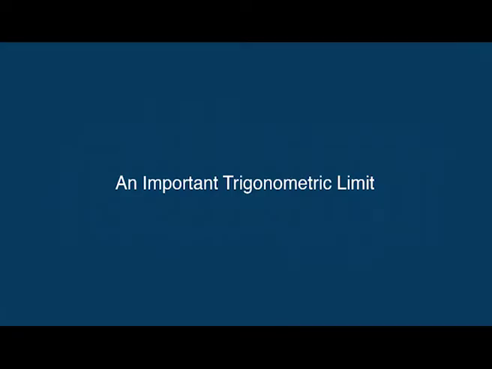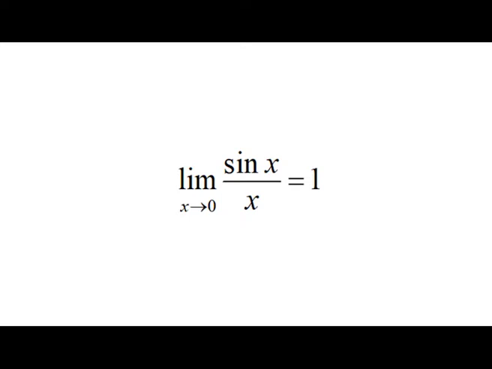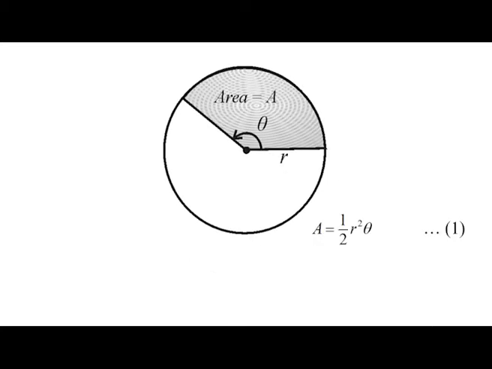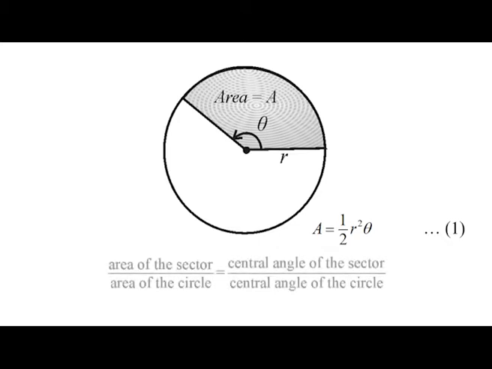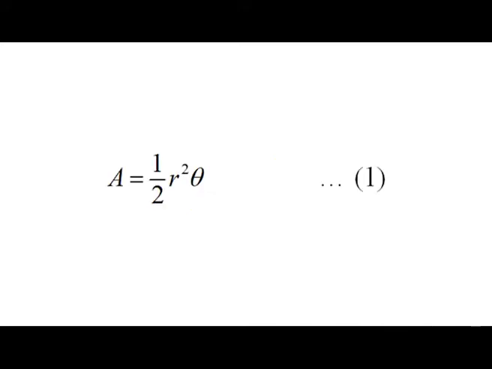An important trigonometric limit. Let us give the formal proof of the important trigonometric limit: limit of sin x upon x as x approaches 0 is 1. First, we note that the formula for the area A of a sector with a radius r and a central angle theta radian is A equal to 1 upon 2 r square theta, equation number 1. This is obtained as follows. Referring to the figure, area of the sector upon area of the circle equal to central angle of the sector upon central angle of the circle, that is A upon pi r square equal to theta upon 2 pi. Hence, A equal to 1 upon 2 r square theta.